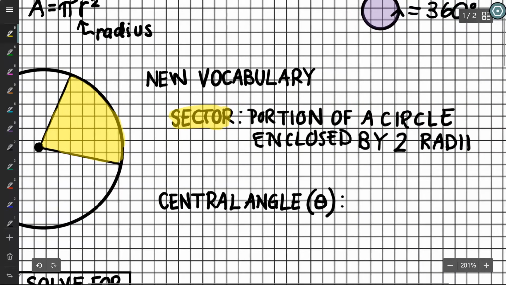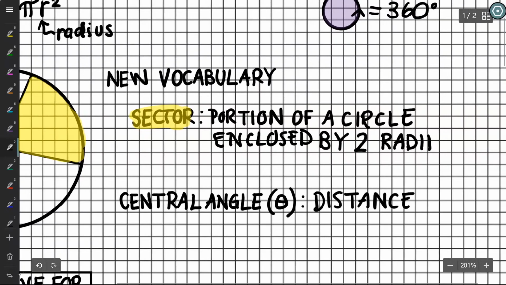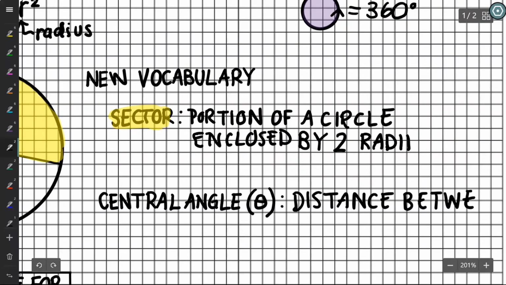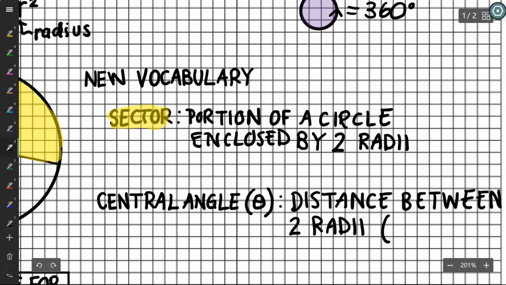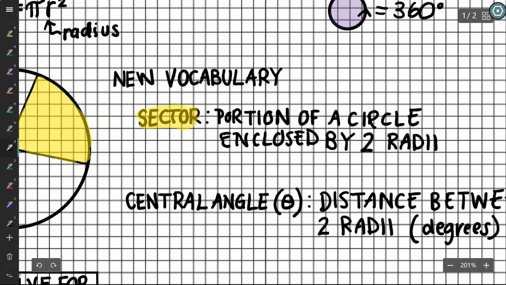So all a central angle is the measure or the distance between our two radii. And we measure it in degrees. And we use this symbol theta to represent our central angle.